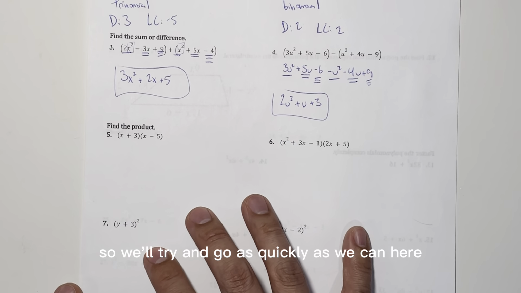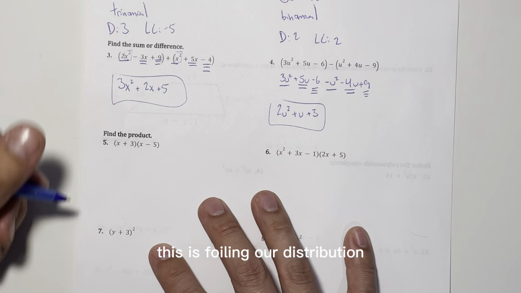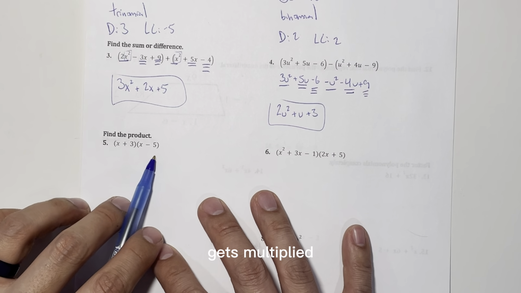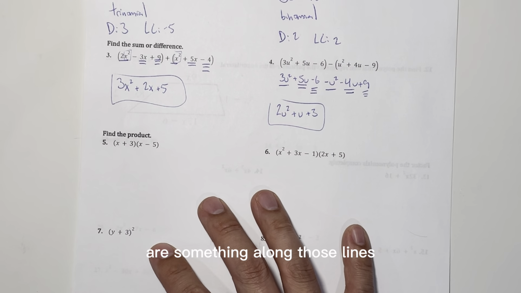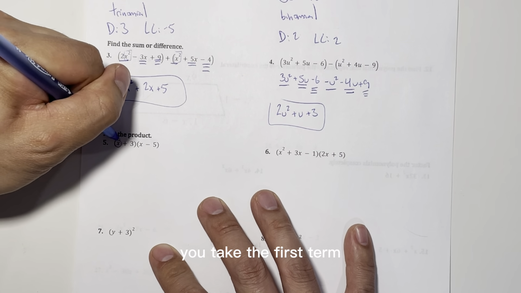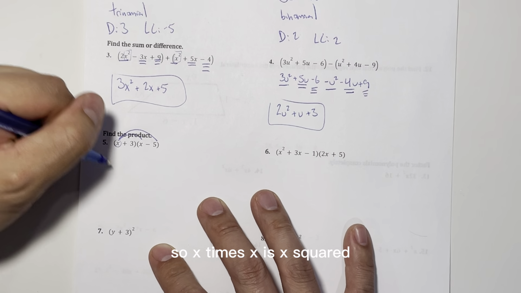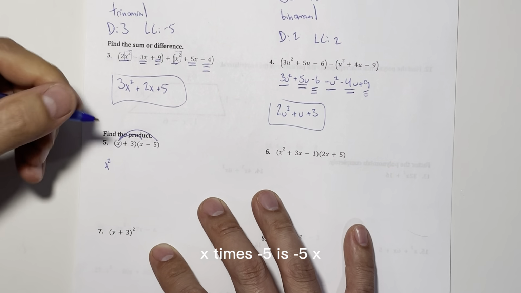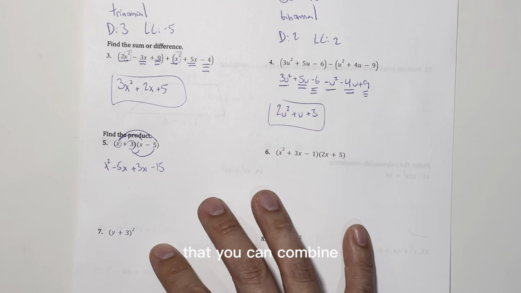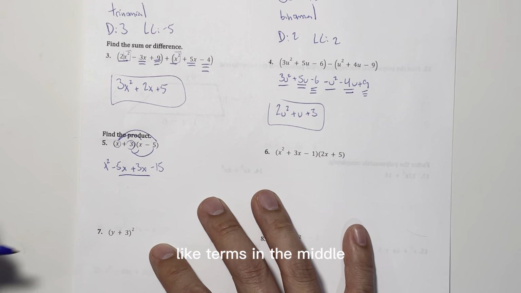So we'll try and go as quickly as we can here. This is foiling or distribution. And so the way I usually think of this is with just making sure that everything from this group gets multiplied to everything from this group, or something along those lines. Those steps can change and are fluid, but in general, you take the first term, you multiply it to both of these terms. So x times x is x squared. x times -5 is -5x. And then you repeat the same process here and here with 3 and then also x and -5, of course. So 3 times x is 3x. 3 times -5 is -15. And then just look for anything else that you can combine. So in this case, I do have some like terms in the middle here.